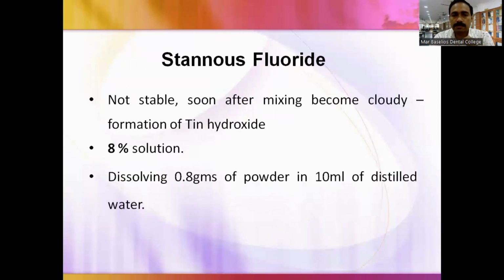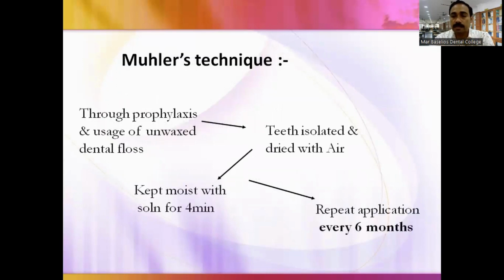Okay. Next we will move on to stannous fluoride, the next compound. Now stannous fluoride is usually given in an 8% or 10% solution, and we mainly use 8%. Here the solution is not stable. Soon after mixing, it will become cloudy and there will be formation of tin hydroxide. The solution is made by dissolving 0.8 grams of stannous fluoride powder in 10 ml of distilled water. And here the technique name is Muhle's technique.